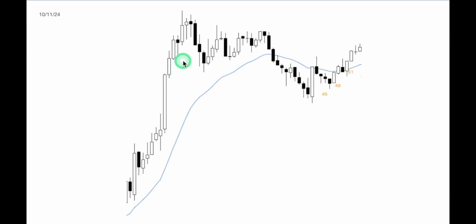So here, for example, strong bull microchannel. We're waiting for a high one. This is an inside high one after the doji and the last bar.